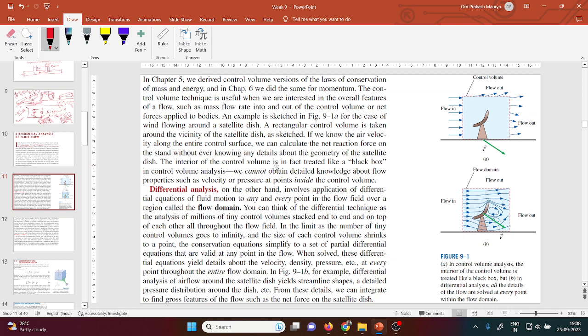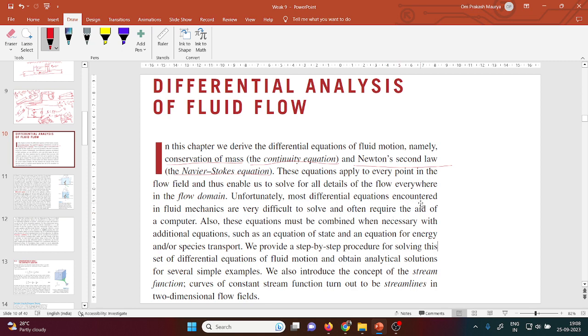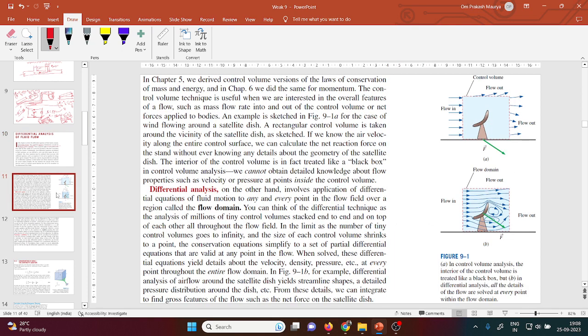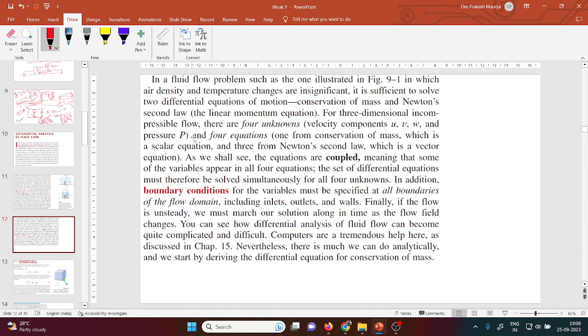So we have lots of things written here. If you want to take a screenshot, you can take it and read. It will help you understand why we do differential analysis of fluid flow. Actually this is very important, because motivation is very important for studying any topic. So these things give you motivation. You can take a screenshot of this also.